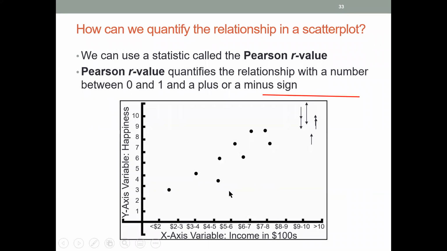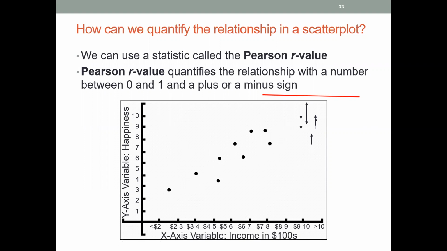So how can we quantify this relationship? If the relationship is linear, meaning the points in general follow a single line, then we use something called a Pearson R value. We won't go into the computation. This isn't a statistics class, but I will tell you what this number means because you'll be seeing it when you look at research.